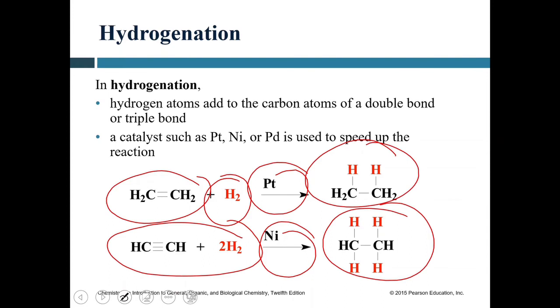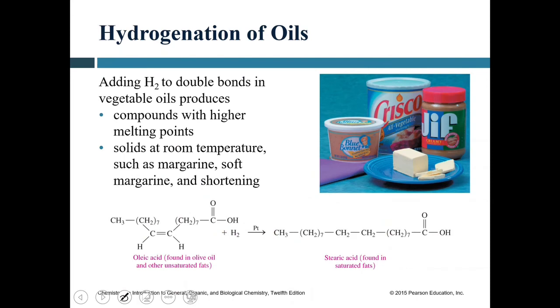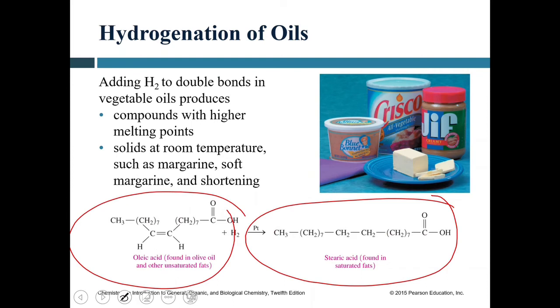So catalysts in this case are used to speed up the reaction. When you add hydrogen to double bonds in vegetable oil, like this oleic acid, hydrogenation of oleic acid results in the formation of stearic acid. And that results in the formation of compounds with higher melting points, which basically makes them solid at room temperature. So you've got vegetable shortening, you've got margarine.